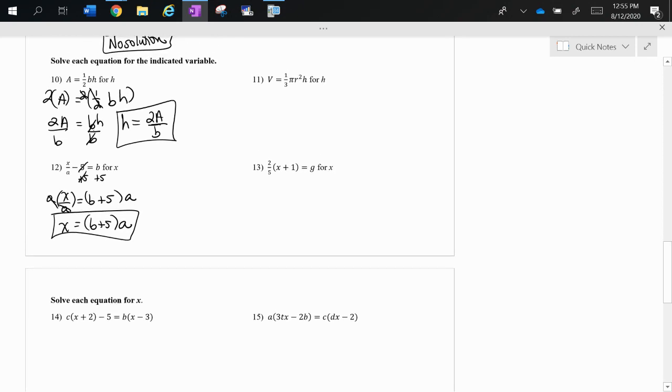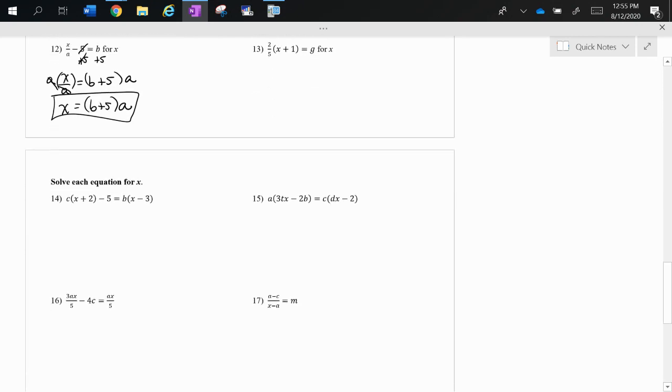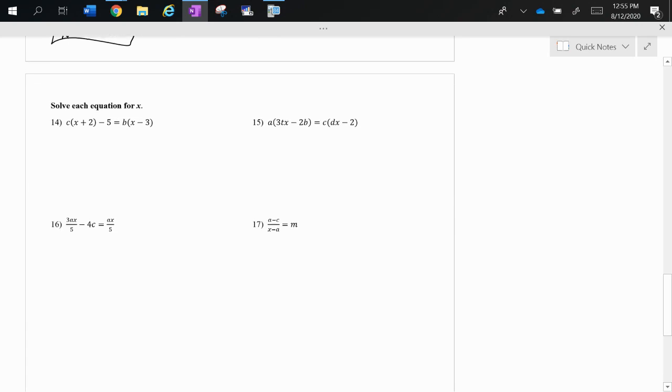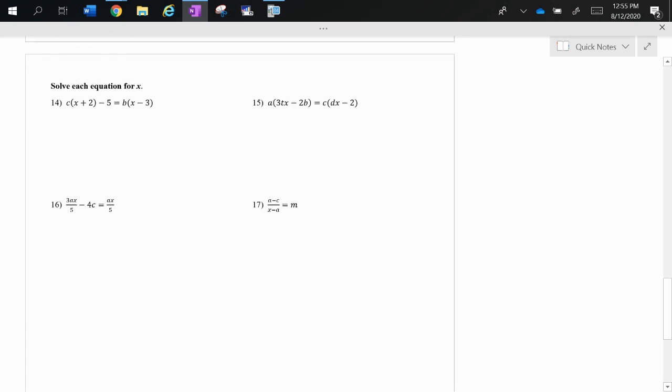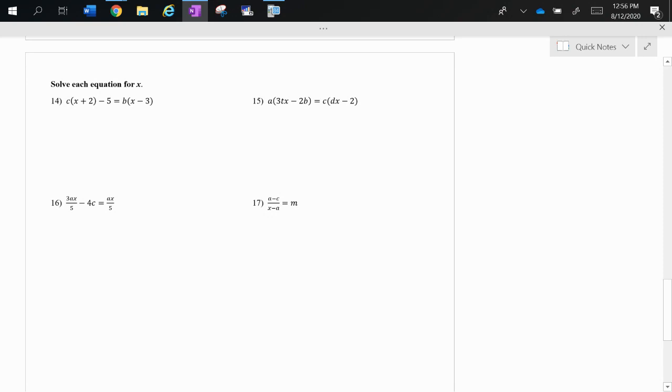Okie dokie, so you're going to try 11 and 13, but for now we're going to move on to 14. Solve each equation for x. These are a little more challenging, so that's why they're in a different section. So let's see what we've got here.